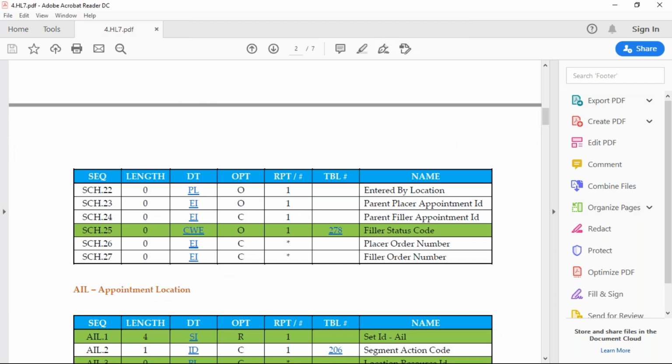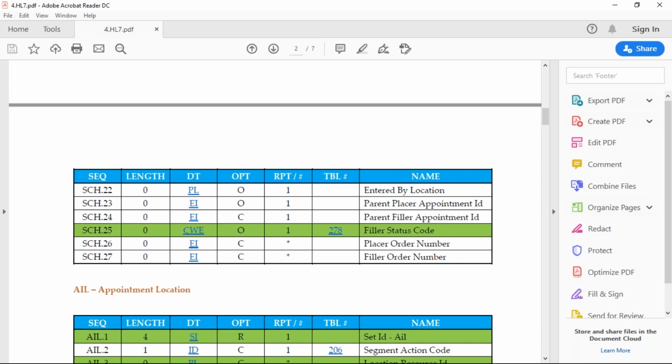Next we have SCH25. SCH25 has a very important role when we come to appointments. So what is the role of SCH25? Usually, whenever we schedule an appointment, we send a new appointment to the EHR system, because that's a new appointment altogether. In that scenario, SCH25 will be scheduled. The term used here is scheduled.